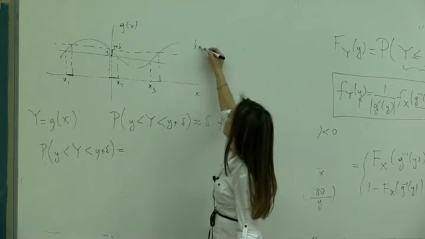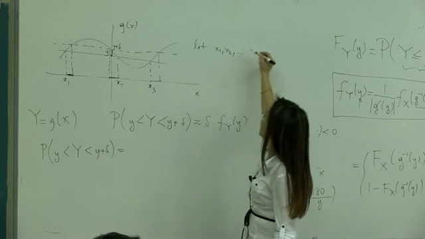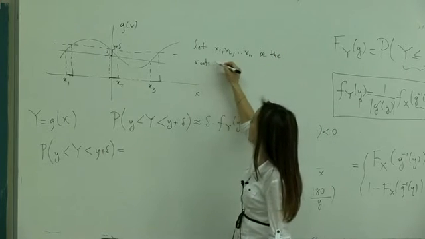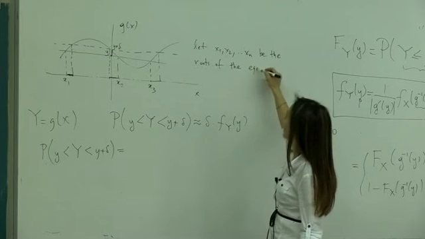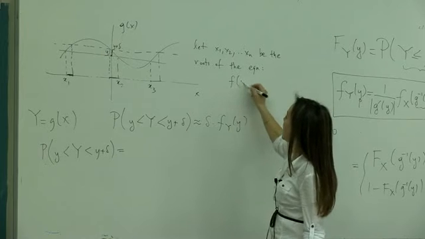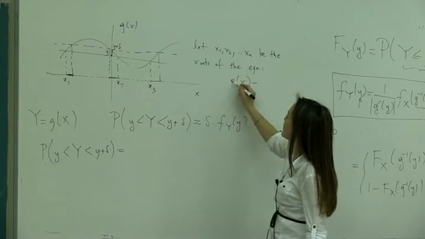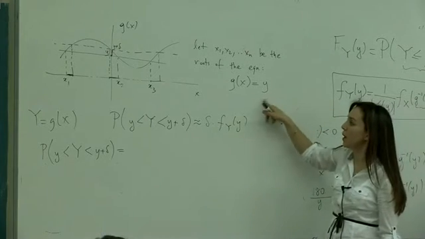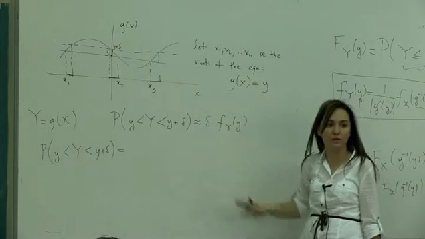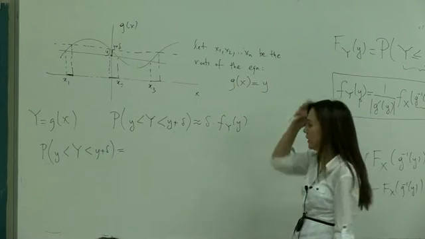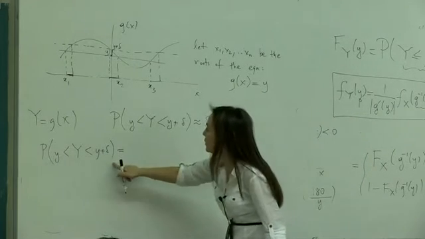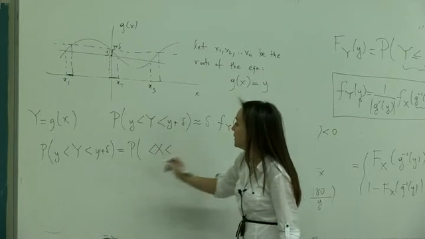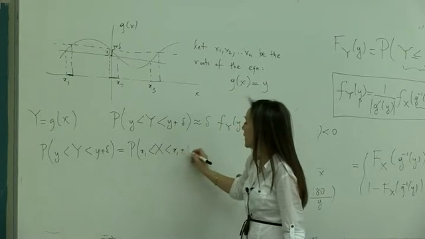So let x1, x2, ..., xn be the roots of the equation g of x equals y. In this case, at this value of y, I have 3 roots. So let's do everything for 3 roots. Okay. So this probability is equal to the probability that x is between x1 and x1 plus delta 1.